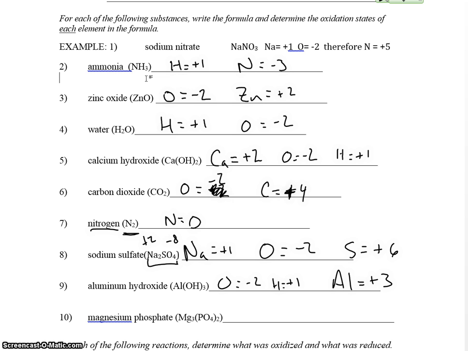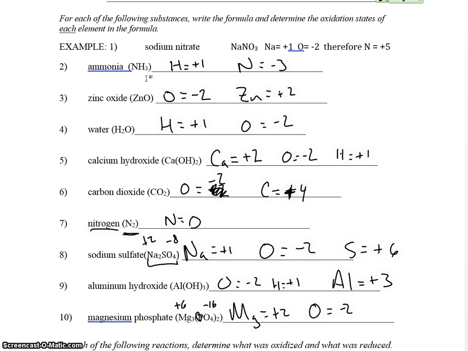And then here we've got magnesium phosphate. So magnesium is in group 2, so it's got a +2. Oxygen, -2. So we've got 3 +2s, that's going to bring us up to a +6. We have 8 -2s, that's going to bring us down to a -16. So 6 plus a -16 is going to bring us down to a -10.